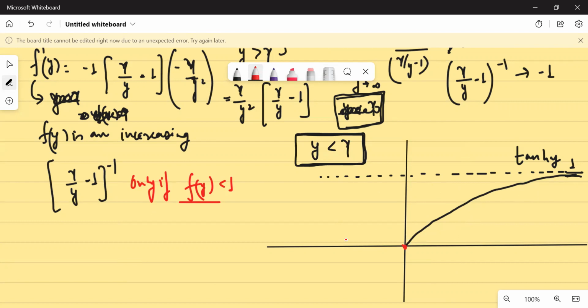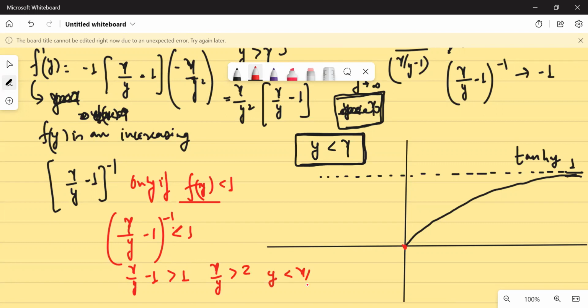Yes, sir. So I'm trying to just figure out what the values are if fy is less than 1. So fy less than 1 means gamma upon y minus 1 to the power minus 1 should be less than 1. And if I take minus 1 on both sides, it will give me gamma upon y minus 1 greater than 1. Take 1 upon on both sides. So it means gamma upon y should be greater than 2, and it implies that y must be less than gamma by 2. Is that clear? Yes, sir.